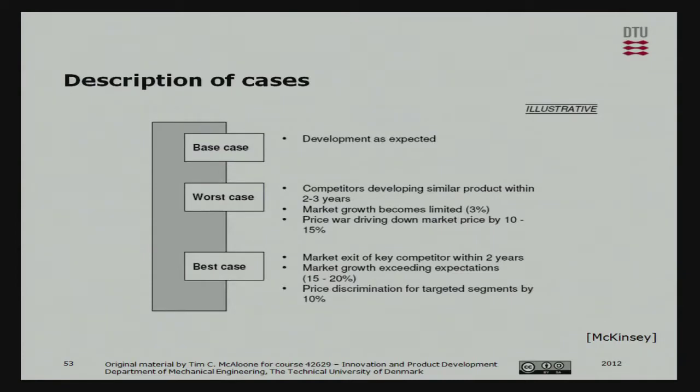When you've done that, you need to show us that you're not just thinking of the best case in the world, but you need to present a base case, which is what you went into the business plan with, and that you described right at the beginning of the business. What do we think the potential market is? What are the customers? How many of this per year, and so forth? That's your base case, and that's development as expected, which is going to look possibly like this graph here.